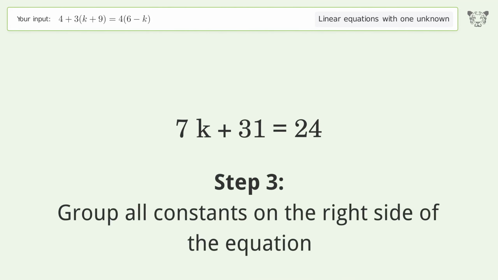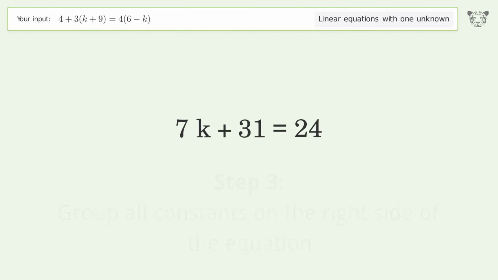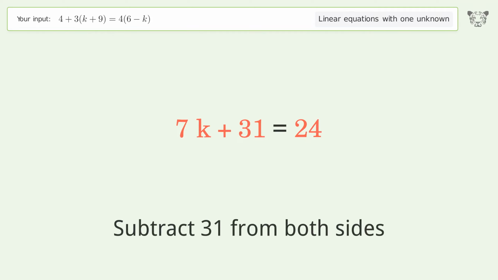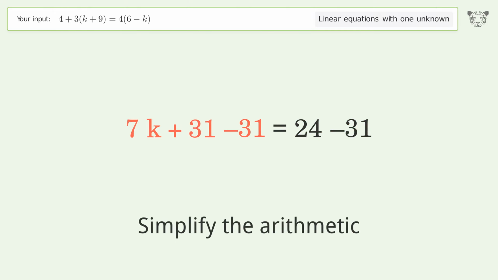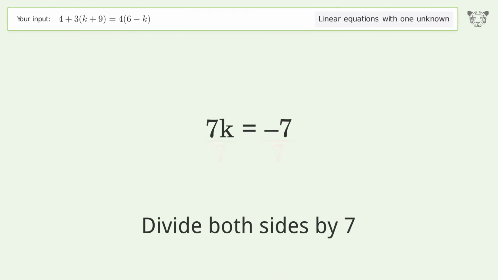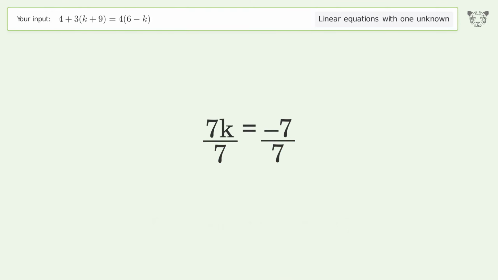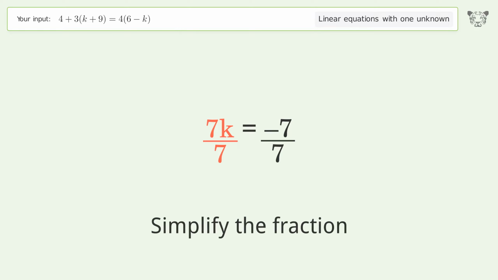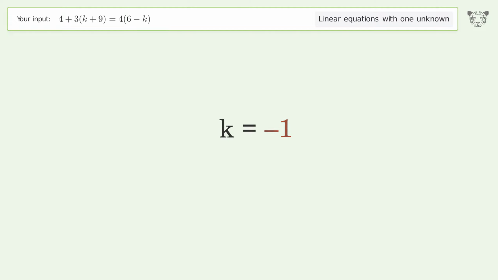Group all constants on the right side of the equation. Subtract 31 from both sides. Simplify the arithmetic. Isolate the k. Divide both sides by 7. Simplify the fraction. And so the final result is k equals -1.